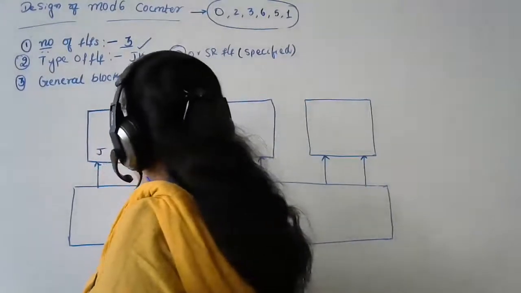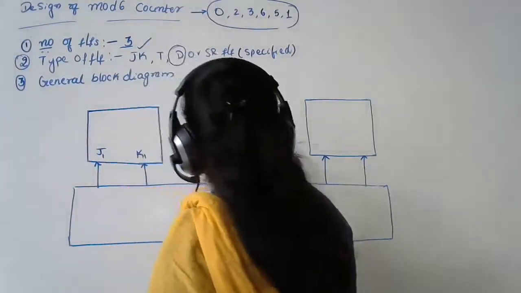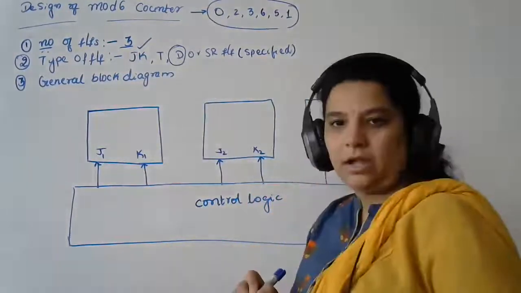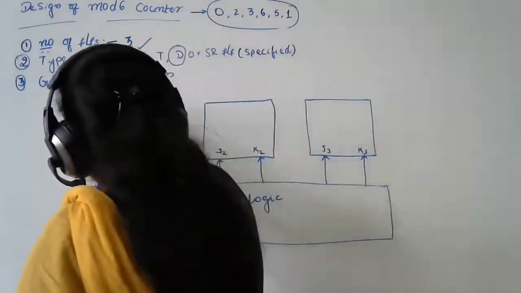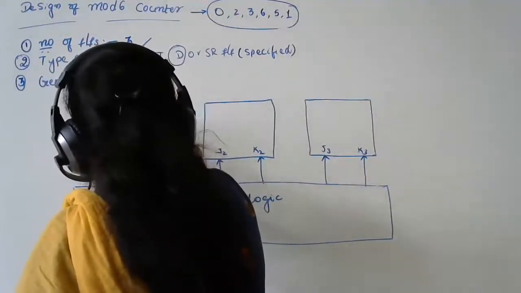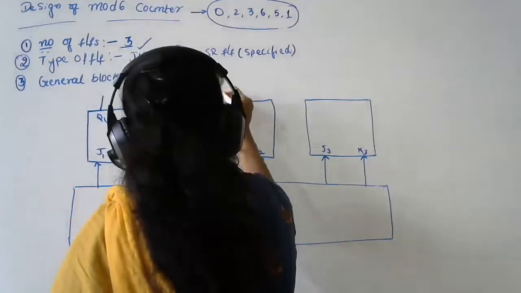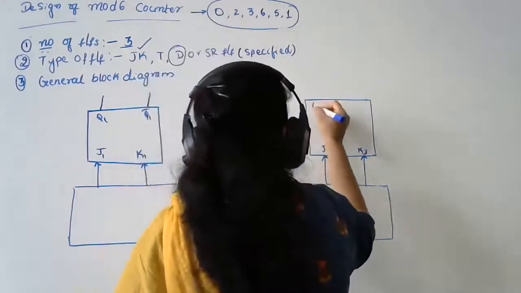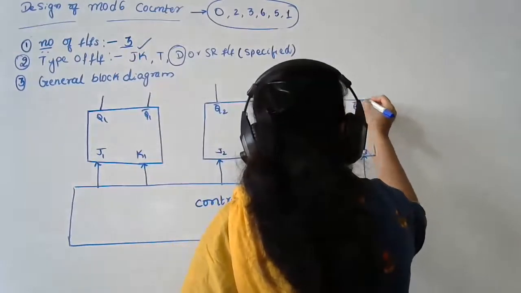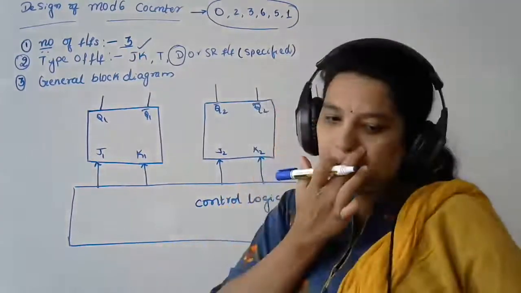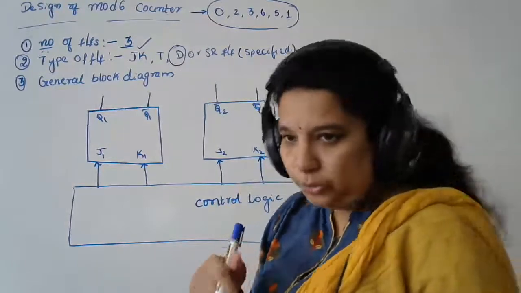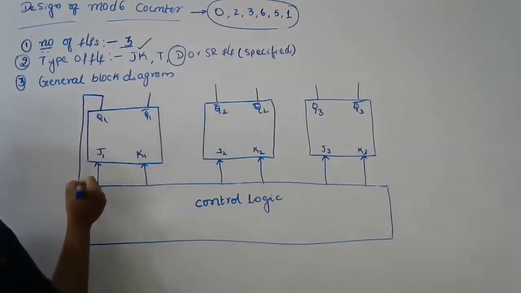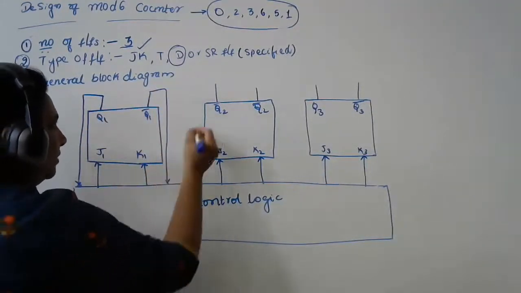So this is my JK: J1 K1, J2 K2, J3 K3. Now this will be giving me an output. Let me call these Q1, Q1 bar, Q2, Q2 bar, Q3, Q3 bar. Now these outputs, whatever I am having, will be given back to my control logic. Why? Because this is going to decide my next states, right?